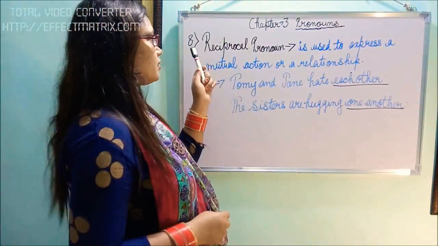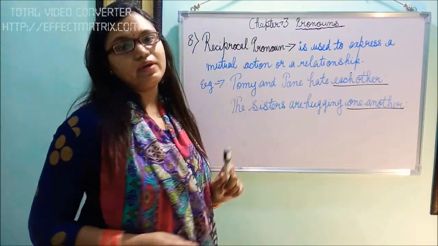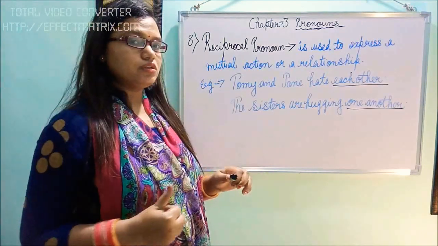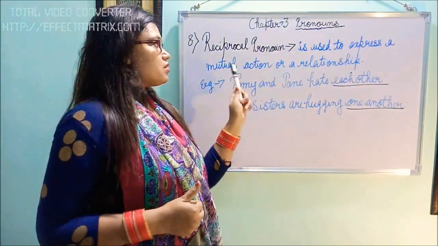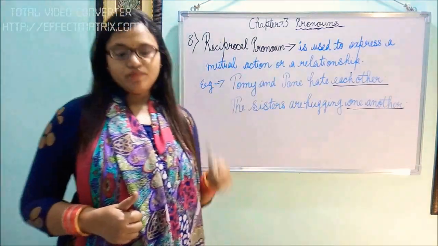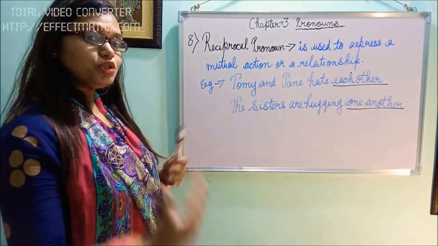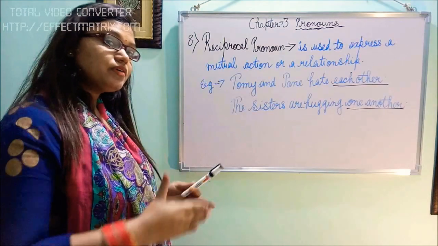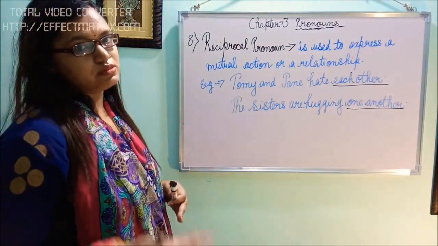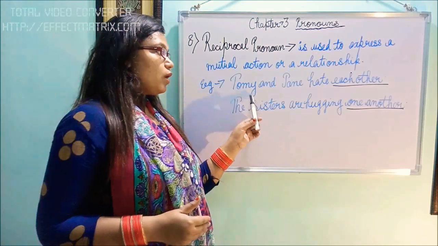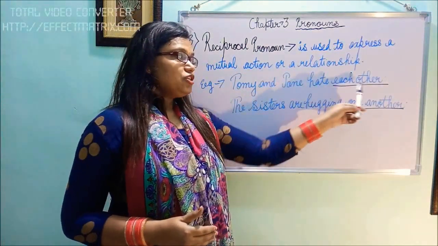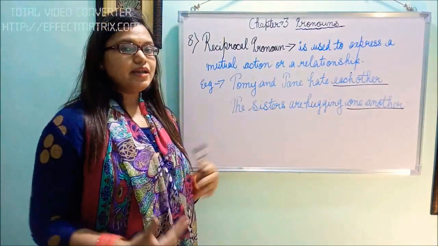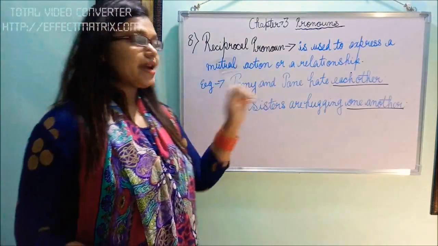Now students, we will discuss the eighth kind, and that is reciprocal pronoun. Reciprocate means which you can use in place of each other. It is used to express a mutual action or mutual relationship. The words which are used to show the relationship between each other, between one another, between two persons or more than two persons. Understand? See example here. Tommy and Jane hate each other means their relationship. The word each other is showing the mutual relationship between Tommy and Jane.